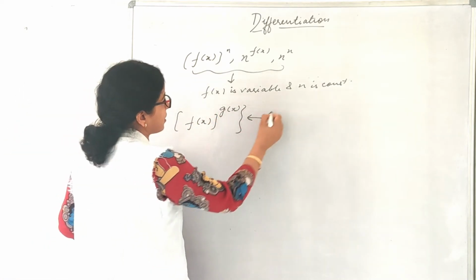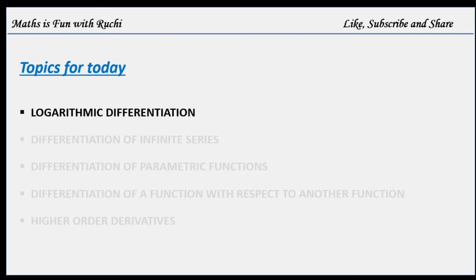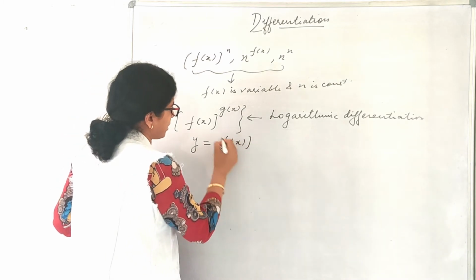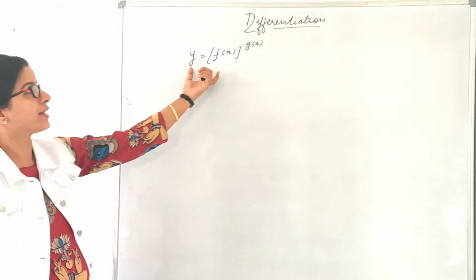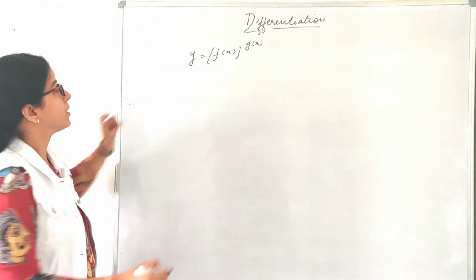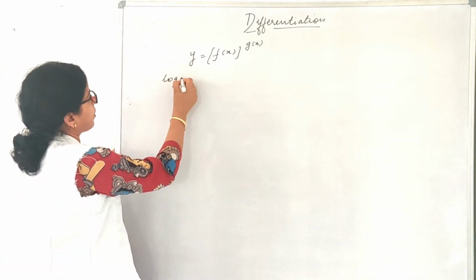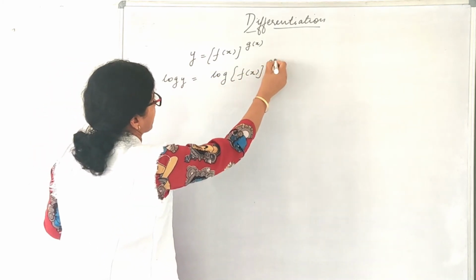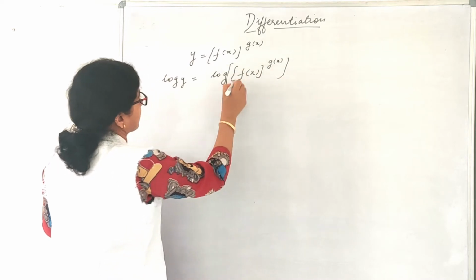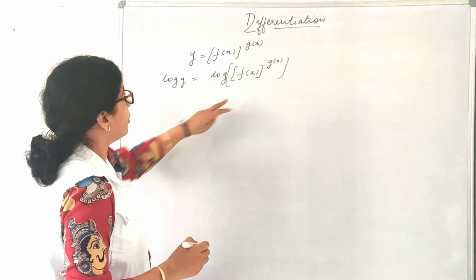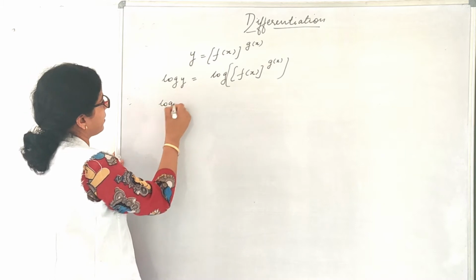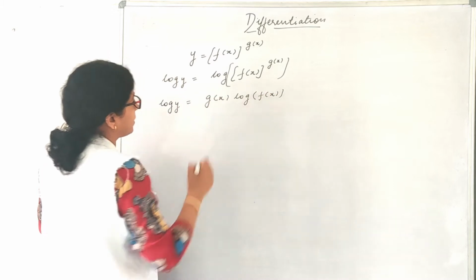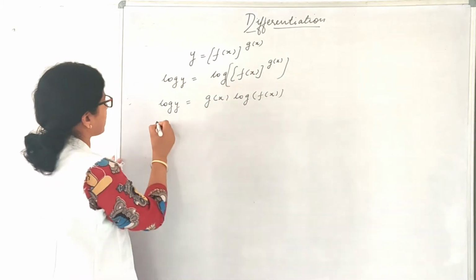In these cases, logarithmic differentiation comes into the picture. y equals f(x) raised to the power g(x). Now let us check the differentiation of this. Let us take log on both sides. log y is equal to log of f(x) raised to the power g(x). Now using the property of log, I can write g(x) log of f(x), right? Now we'll use the product rule to differentiate this part.